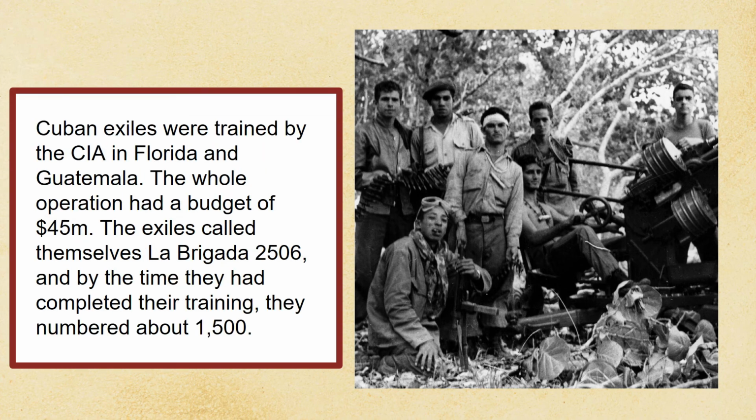So the Cuban exiles are trained by the CIA in Florida and Guatemala. The whole operation had a budget of 45 million, which is quite a lot back then. The exiles called themselves La Brigada. And by the time they had completed their training, they numbered about 1,500. So 1,500 of them were going to go back, and they were going to try and overthrow Castro.